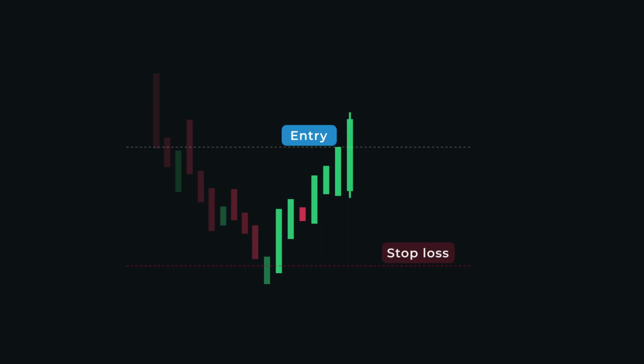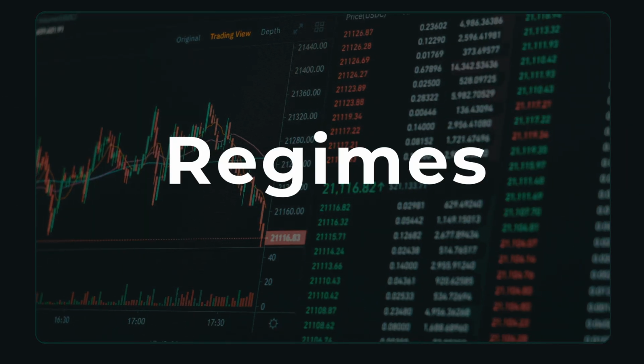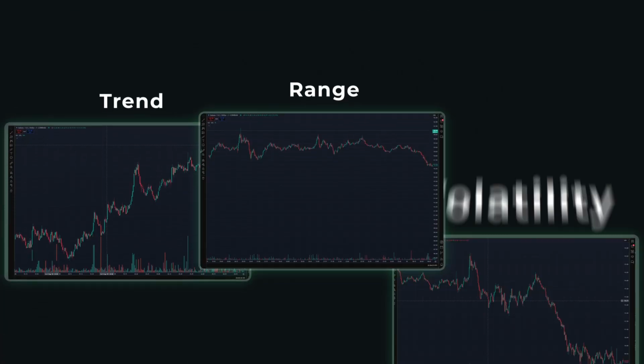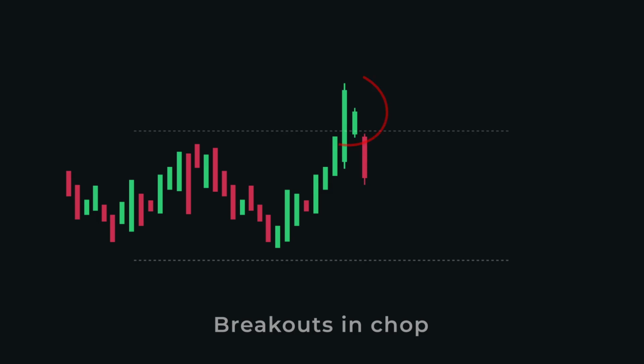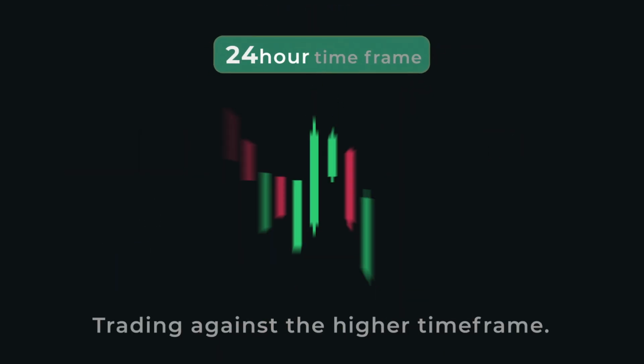Most trading mistakes happen before the entry, not because the strategy is bad, but because the market condition doesn't match it. Markets shift in regimes: trend, range, volatility. Breakouts in chop, reversals in trend, trading against the higher time frame.